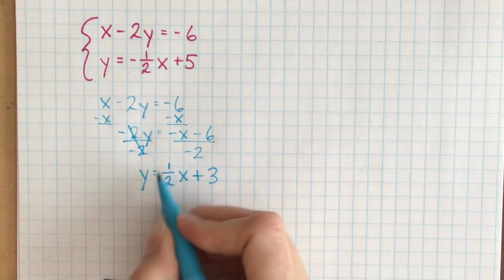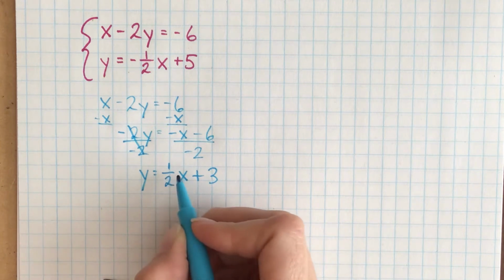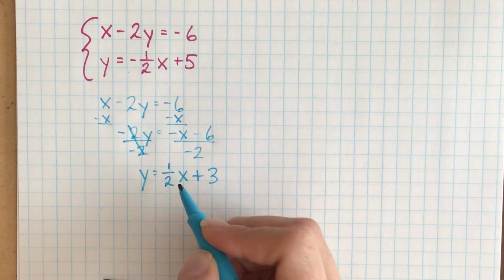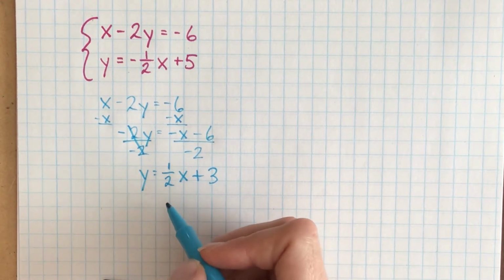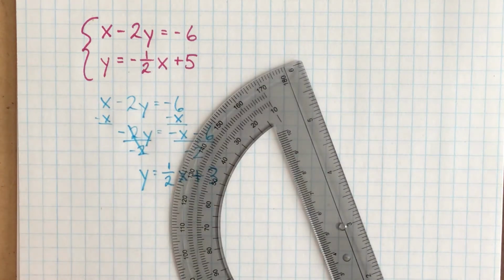Now, some people, when they solve this, write x divided by 2, and that can be confusing because you're wondering what the slope is. So I prefer to write this as 1/2 because then the rise is 1, the run is 2. Okay? So now that both of these equations are in slope-intercept form, let's go ahead and graph it.